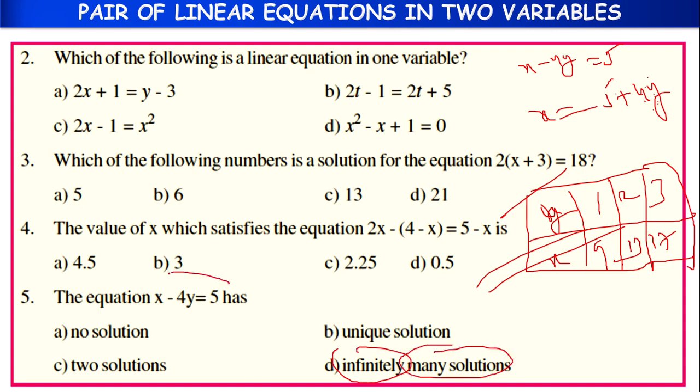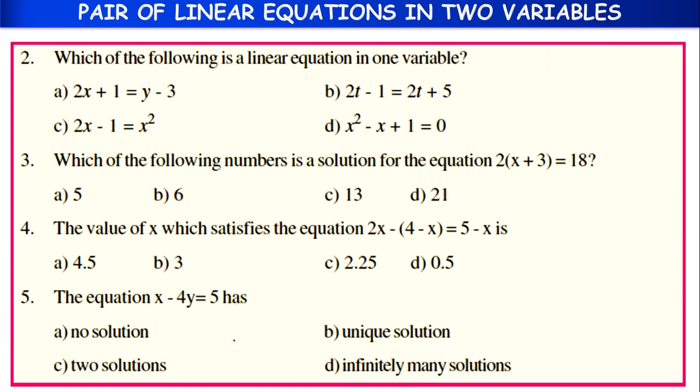When we have only one equation having two variables, we can have infinitely many solutions. When we have two equations in the same variables, then we can have only a unique solution. But if you have only one equation, we can have infinitely many solutions.